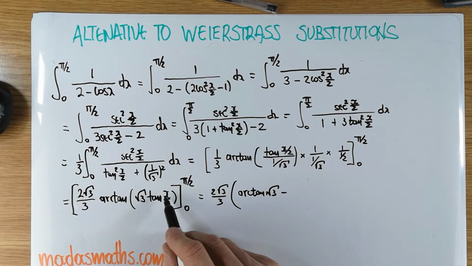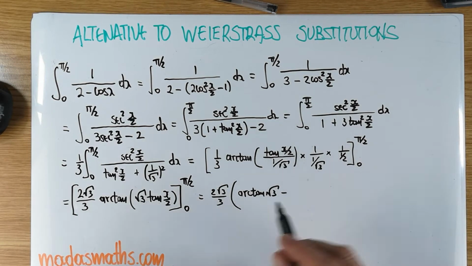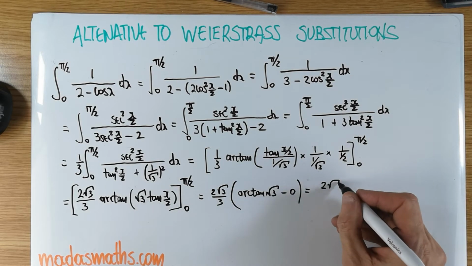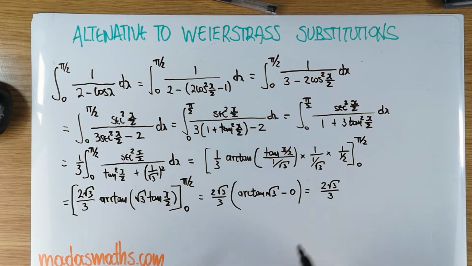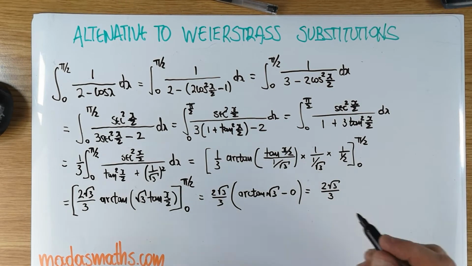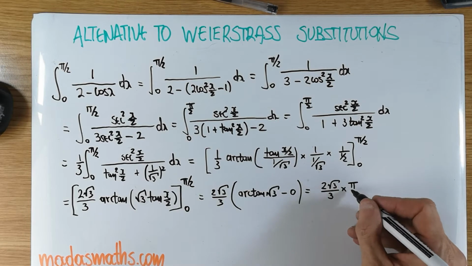Minus, we're putting 0. Tan of 0 is 0. Arctan of 0 is 0. And therefore, the answer for this one is 2 root 3 over 3. Arctan of square root of 3 is 60 degrees. So that's pi over 3.